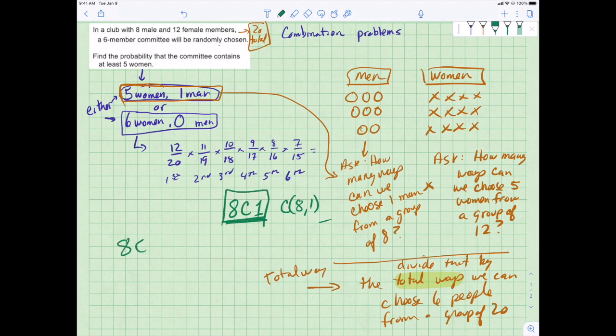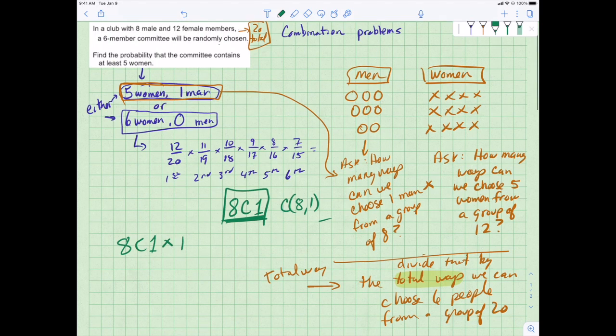So that's 8 choose 1, and we're going to multiply that by how many ways we can choose 5 women from a group of 12. That's a harder calculation. We can't just do that in our head, but we know that that's 12 choose 5. And then that's going to be divided by the number of ways that we can choose 6 people from a group of 20. So that's easy. That's 20 choose 6. And so that's going to be this part of the equation.